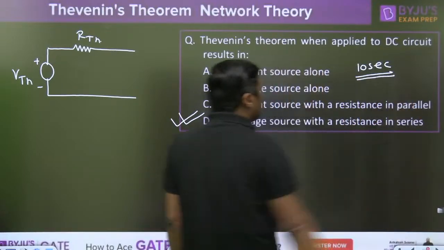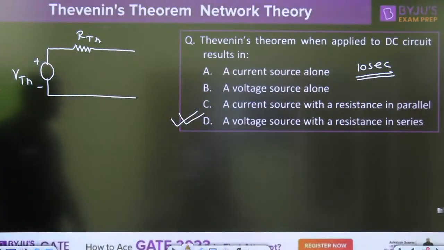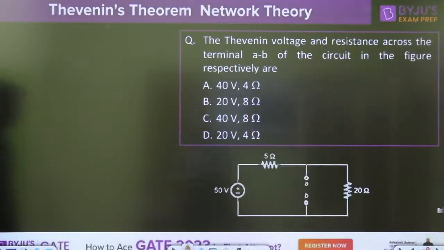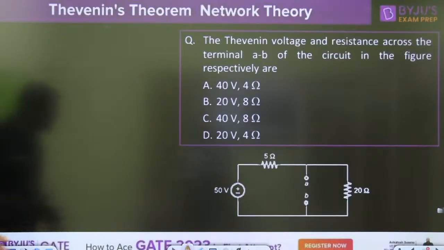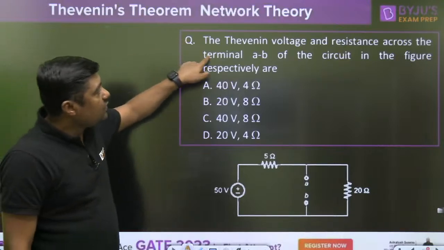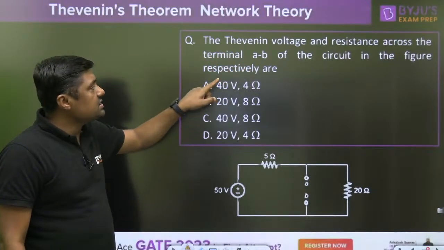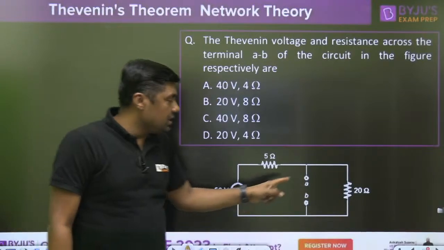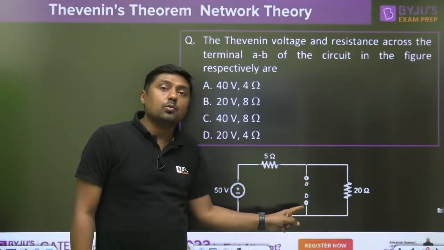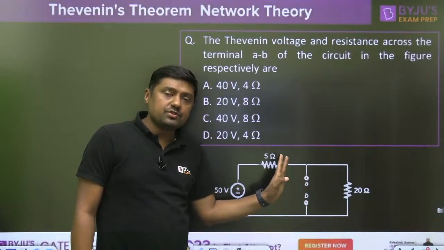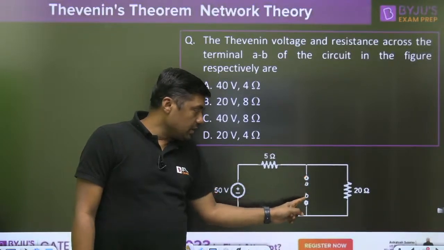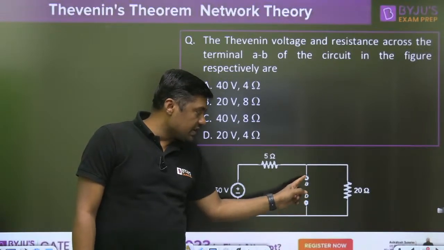Within 5 to 10 seconds you have to give the response. Now, that is the simple, very very simple question. Find the Thevenin's voltage and resistance across the terminal A and B. Let this be terminal A, this be terminal B. Everyone, that is visible. We have to find the Thevenin's equivalent across A and B.